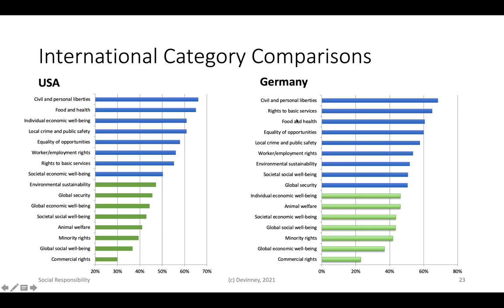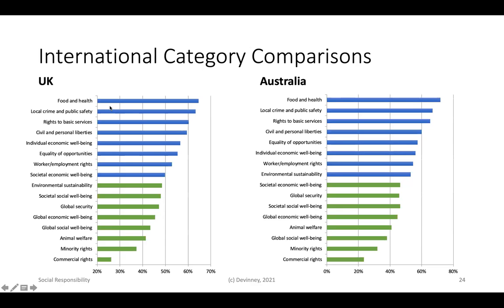These things are actually all high elsewhere. The only one where there's a difference is actually the individual economic well-being versus societal well-being. And in the case of Germany, those things flip relative to the US. But the interesting thing about this is when you do these types of analyses, you actually see lots of similarities. Australia, as an example, again, very similar. Food and health is higher in Australia than civil liberties and other things.